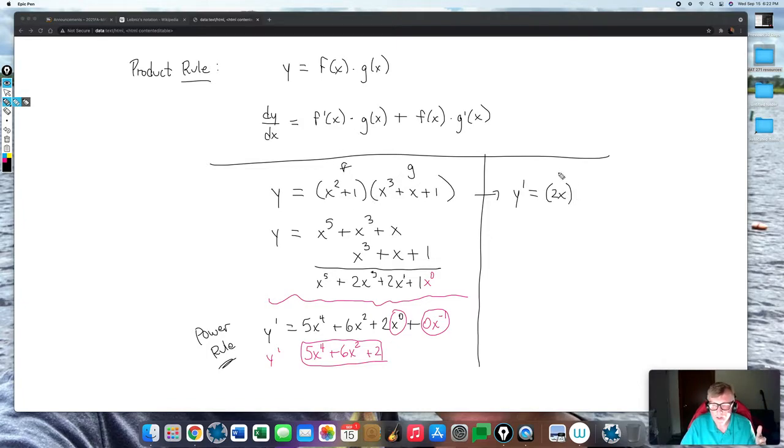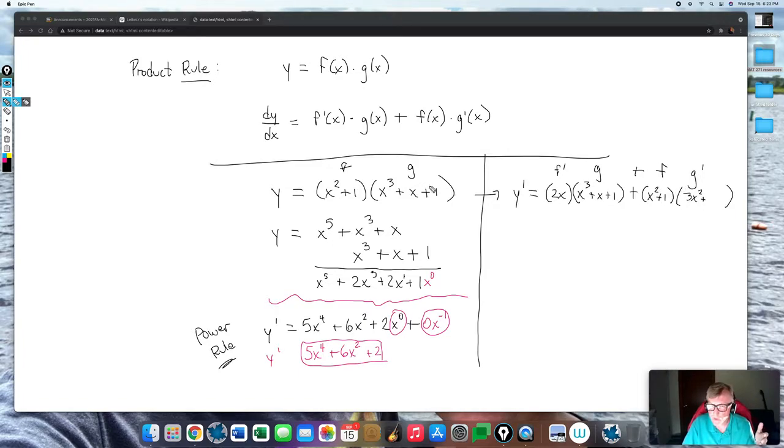Okay. So I have to do f prime, which is what that is, times g. All right. So let's go do all that. And then I have to add f times g prime. And what is f? Well, f was the x squared plus 1. And what's g prime? G prime is 3x squared plus 1x to the 0 plus 0. So that's just 3x squared.